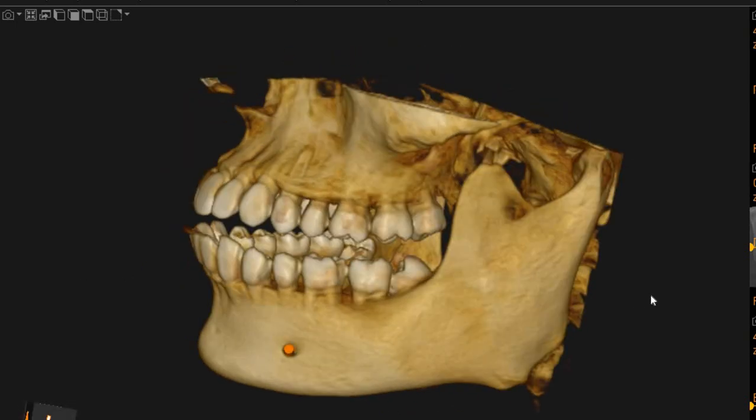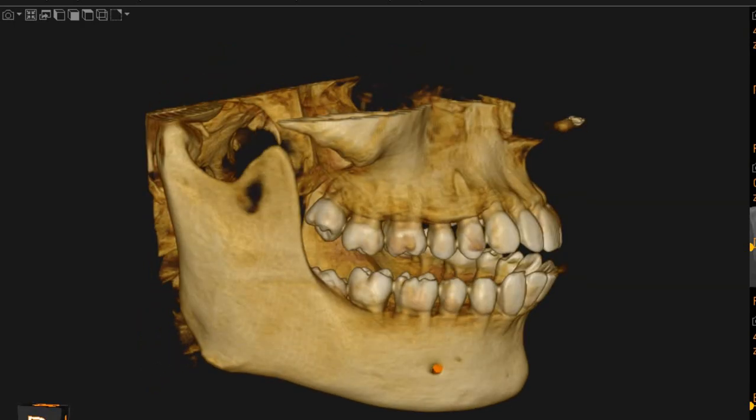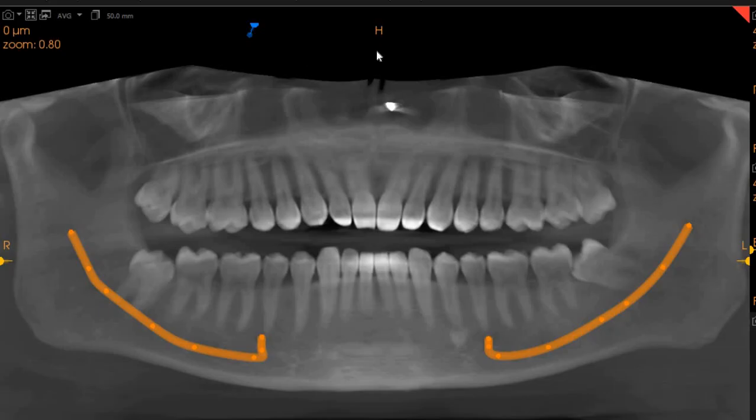This is the CBCT of the patient that you have requested. The area of interest is the lower wisdom tooth impaction. The wisdom tooth on the lower right hand side will show you the transaxial view.